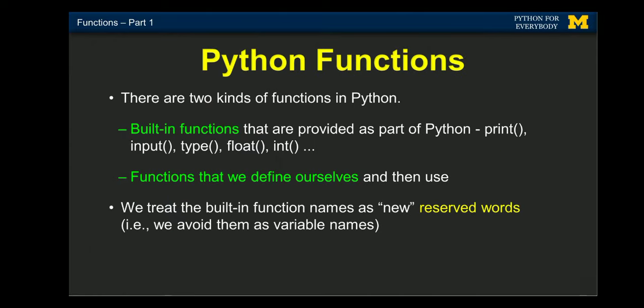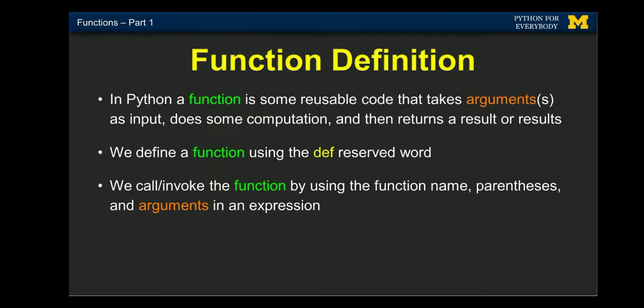Python functions. There are two kinds of functions in Python: built-in functions that are provided as a part of Python, for example print, input, type, float, int, and functions that we define ourselves and then use. We treat the built-in function names as new reserved words, that is, we avoid them as variable names.